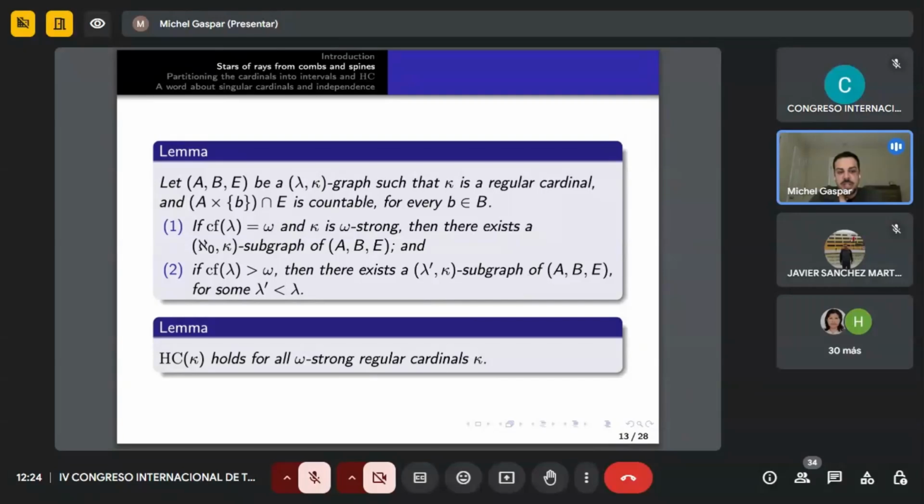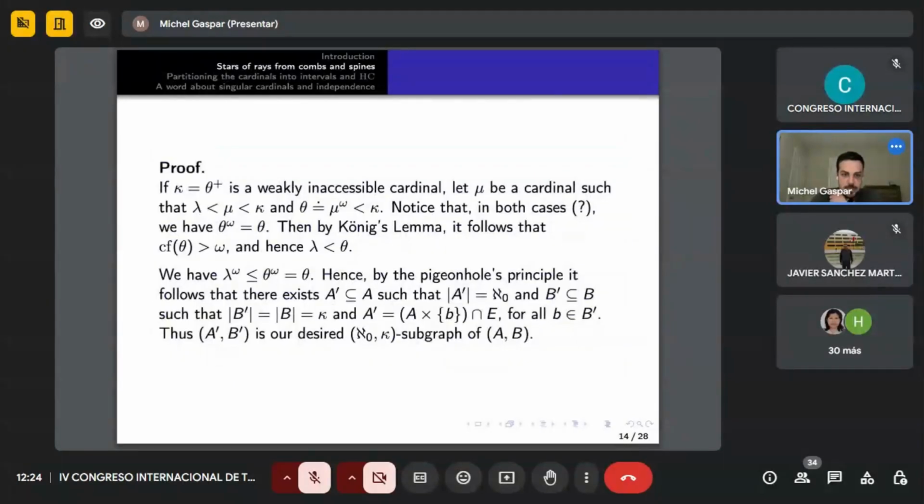And using these, we can prove that the conjecture holds for omega strong regular cardinals. So just remember that the successor of the continuum is an example. So we're actually using the value of the continuum, regardless of what it is, to partition all the cardinals. Okay, so we consider some situations, and this is a situation where this is weakly inaccessible. I think I'm going to skip this proof because I want to show you the last one, which is longer.